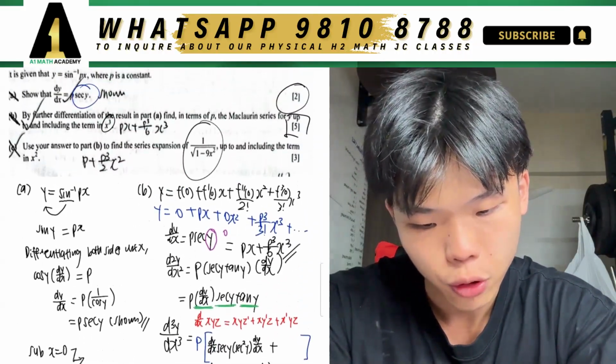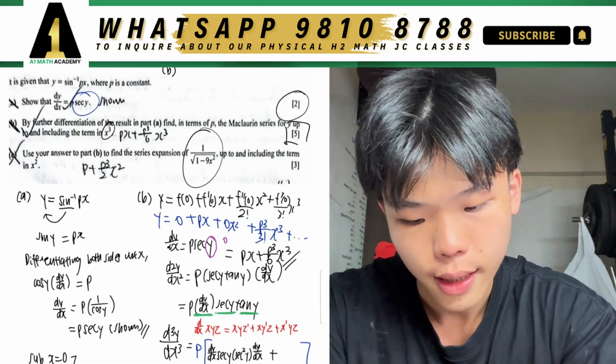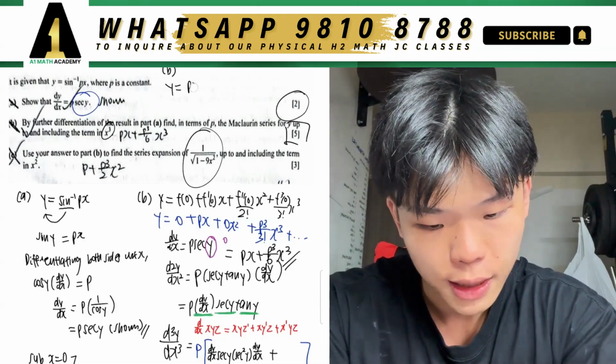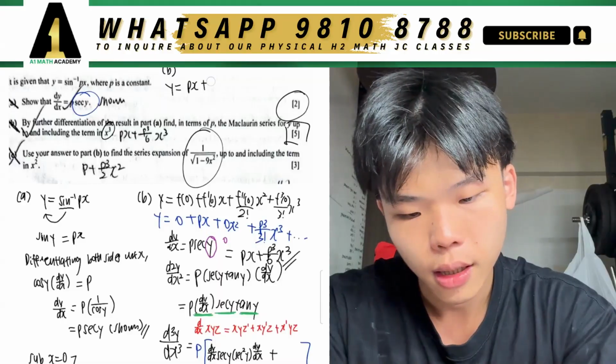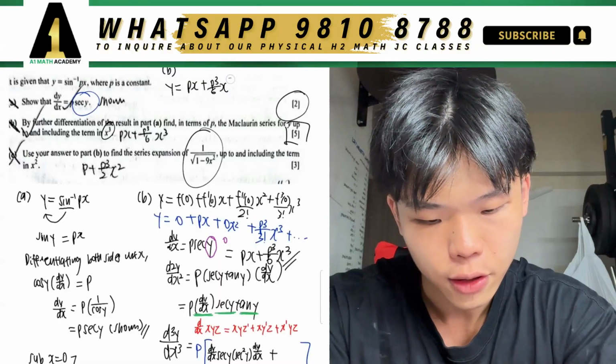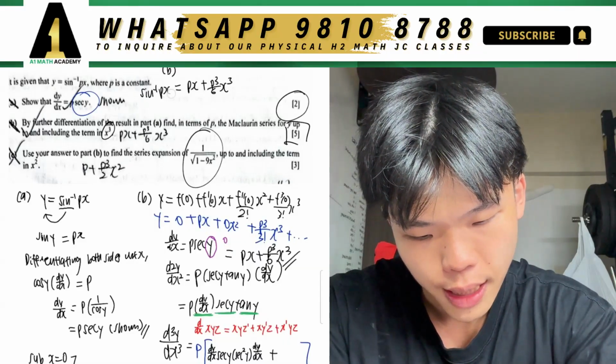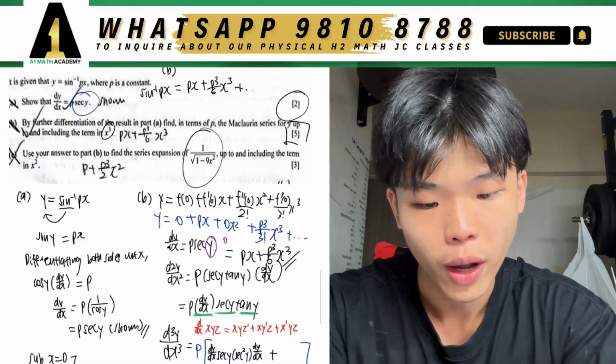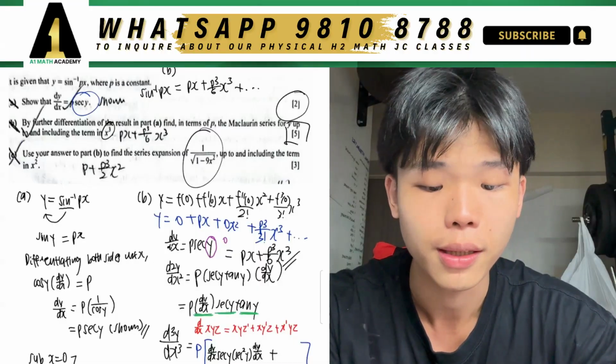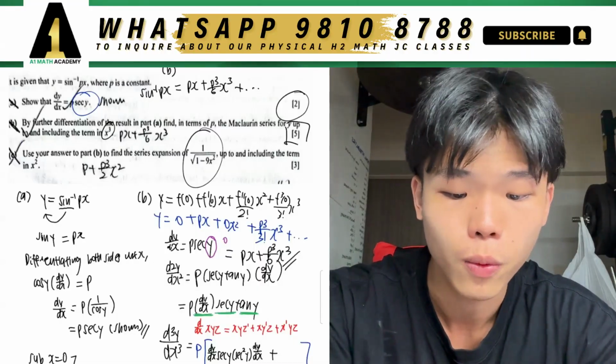So in part B, I'm just going to write the answer at the top over here. We know that y can be written as px plus p cube over 6x cube, right? And our y over here is essentially just sine inverse px. So sine inverse px, when written in Maclaurin series, can be written as px plus p cube over 6x cube.